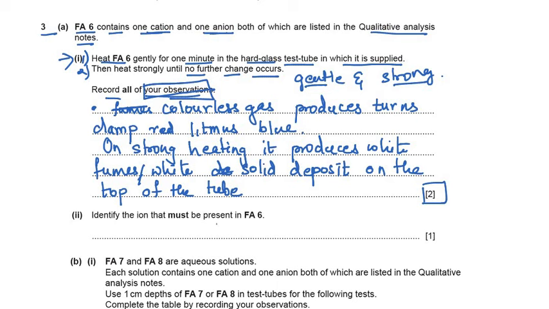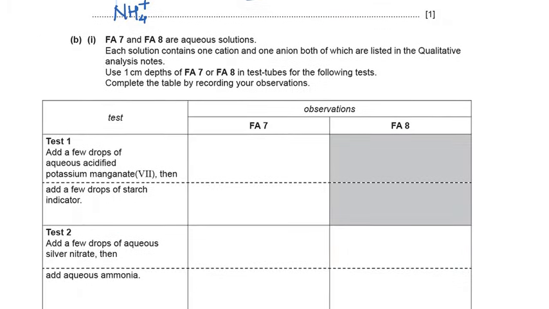Now identify the ion that must be present in Fa6. The first test itself clearly tells us that it is ammonia. So one of the ions is NH4 plus. We can either write ammonium ion present or write it in the form of the formula. Both are acceptable. So the A part of this question is done. Now let's go ahead with the B part of the question.